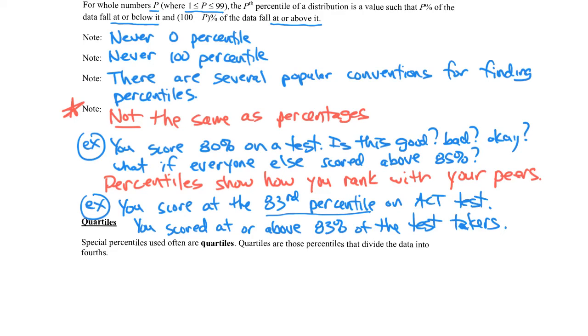So if you scored the 83rd percentile on an ACT test, you scored at or above 83% of the test takers, and it also means you scored at or below, this is where this 100 minus P comes in, so that means you scored at or below 17% of the test takers.